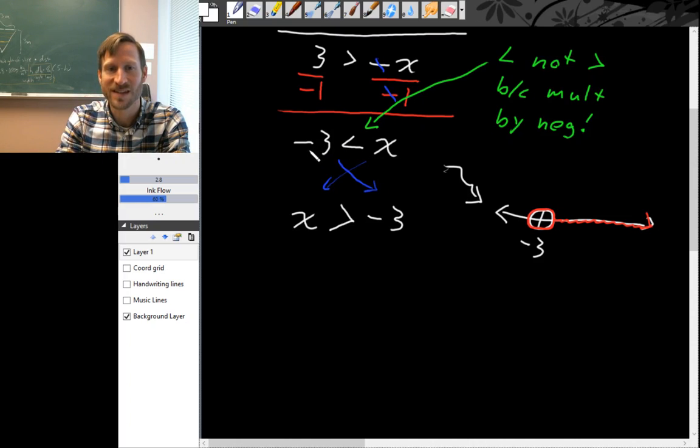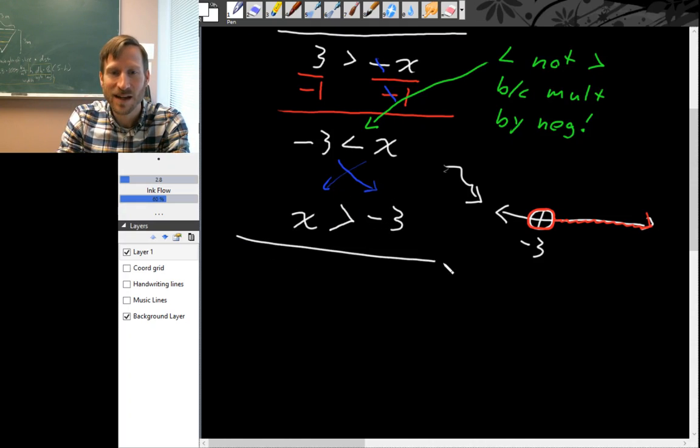This first one says negative 3 is less than x. That means negative 3 is the small one and x is the big one. And the second one says x is greater than negative 3, and that says x is the big one, and negative 3 is the small one. So both of these say negative 3 is the small one and x is the big one. So you have to turn the inequality around so that these two things say the same thing.